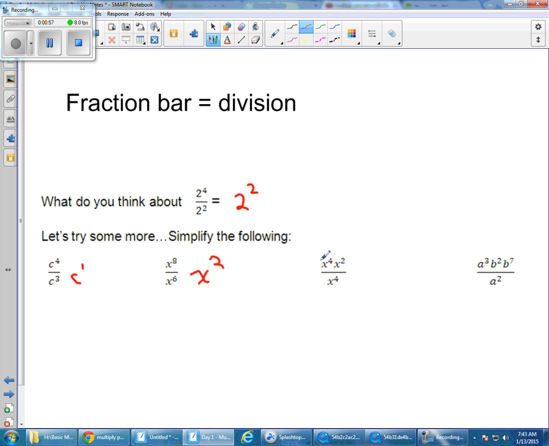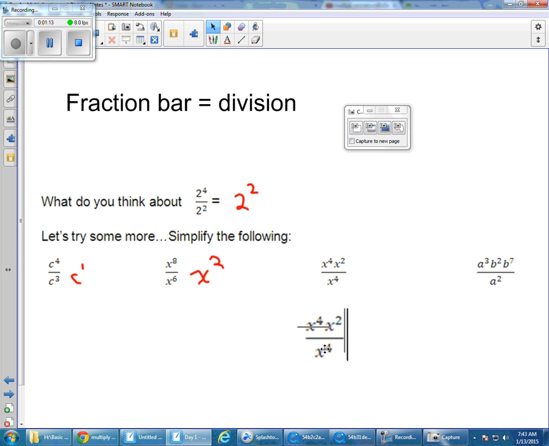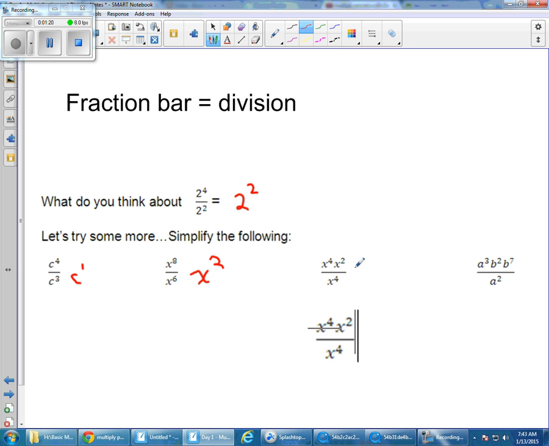Now here, if I've got multiplication before division, okay, I want to do the multiplication first, but I'm going to do this part twice is what I want to do. So I'm going to copy this. It looks kind of gross, but that's okay. All right. The first time I'm going to do it, I'm going to combine the top. So when I combine the top, I get x to the fourth and x squared. That gets me x to the sixth over x to the fourth. Okay. Then I would go x to the sixth divided by x to the fourth, and that gets me x squared.